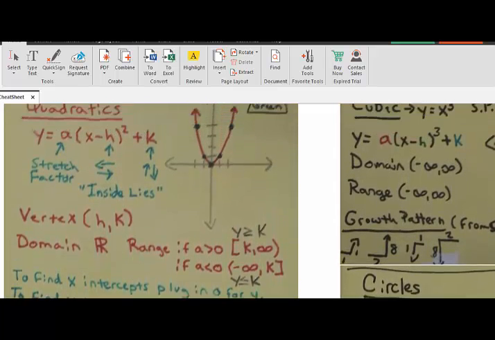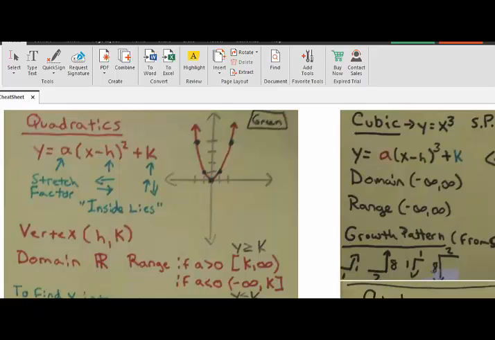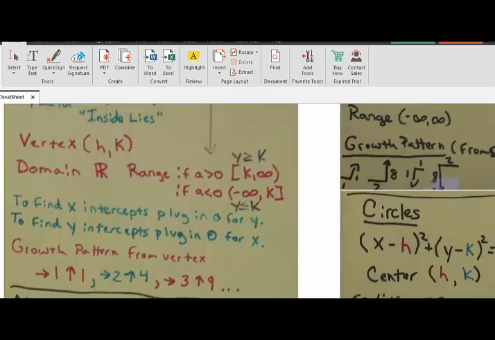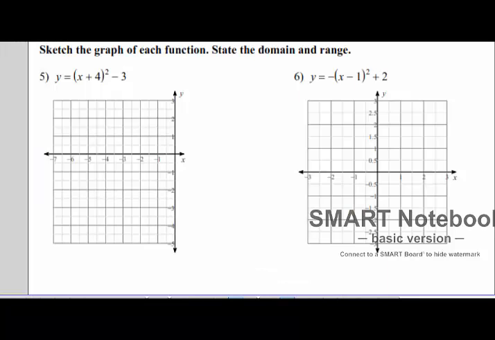Alright, quadratics was the first one we talked about. And it's very similar. Again, it's on our cheat sheet. Domain, range, the growth pattern, everything. So this one, our vertex would be at -4 and -3. And the growth pattern here is over 1 up 1, over 2 up 4, and over 3 up 9.